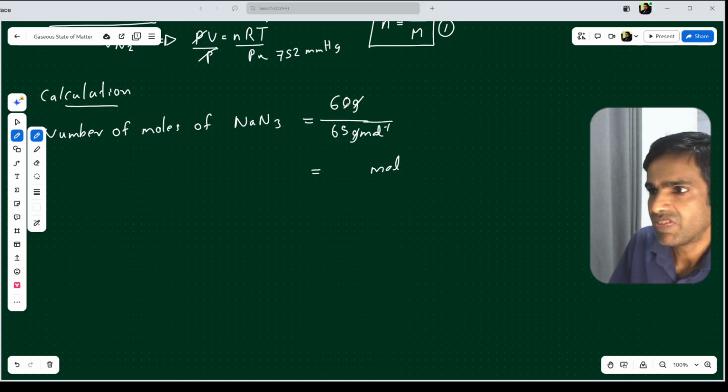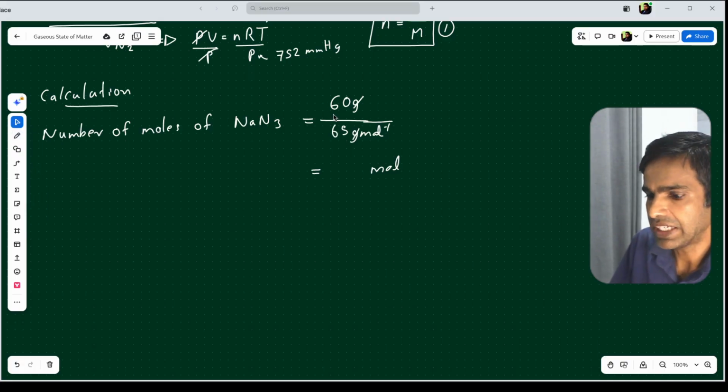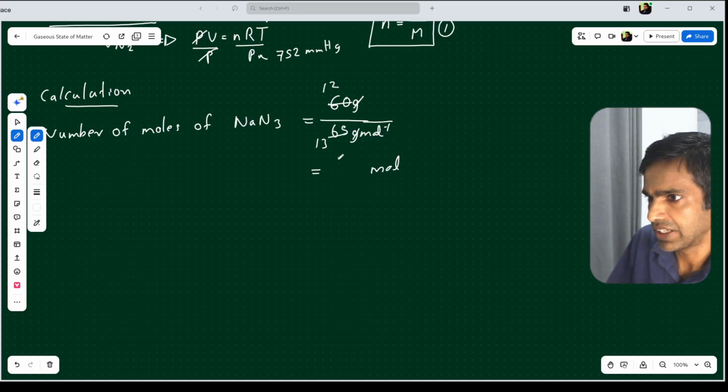We don't divide 60 over 65 using a calculator. What is the reason? This is not the final answer that we need. Therefore, we can keep this as a fraction. But we can divide by 5. So when we divide by 5, this is 12, this is 13. So we can write 12 over 13. Now we know the number of moles of sodium azide.